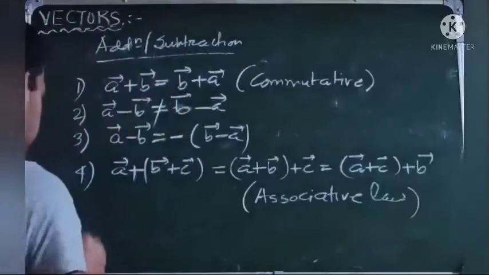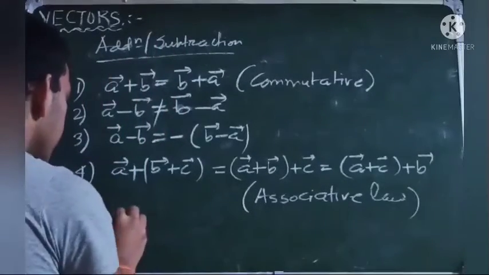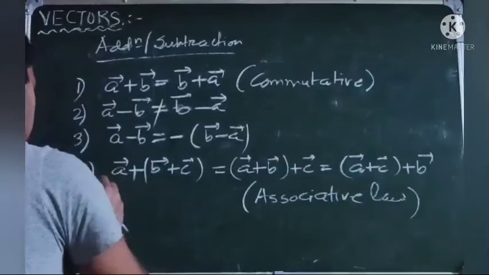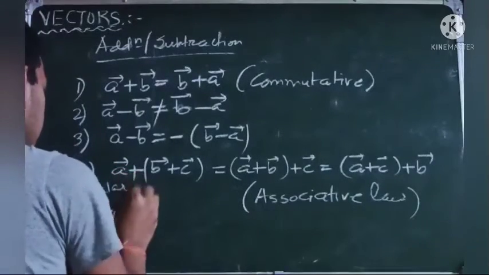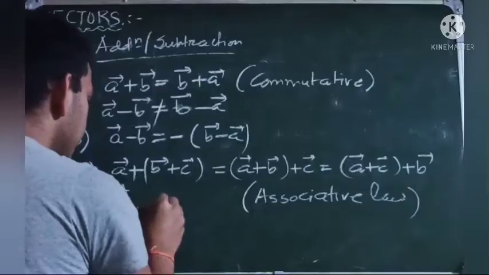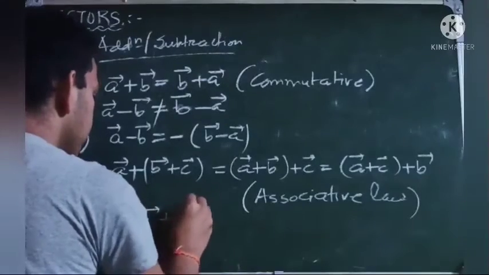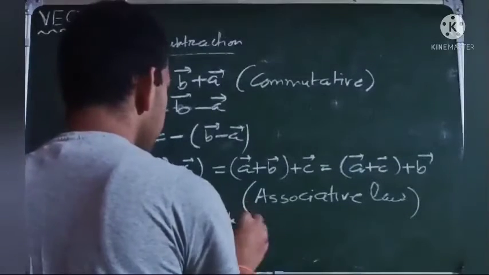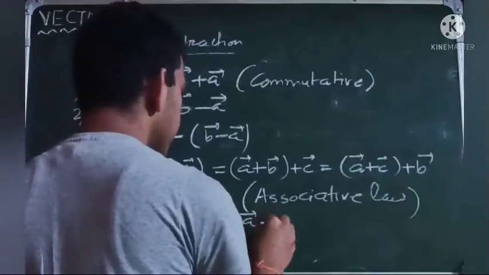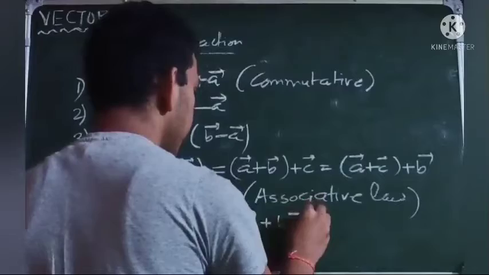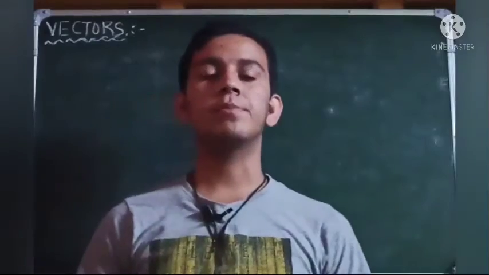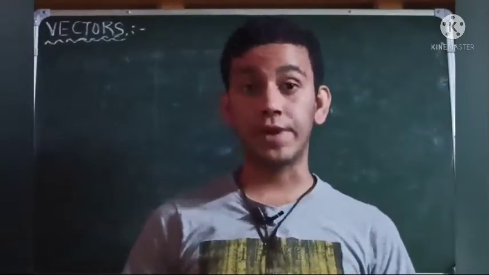Next one is, suppose k is some scalar quantity. It is any scalar multiplied with a vector plus b vector. Then we can distribute it in two parts, that is k times a vector plus k times b vector. These are some important properties. Next we are going to learn multiplication of vector quantities.